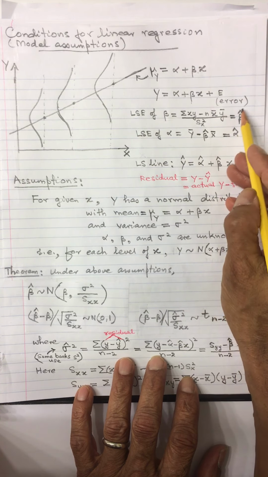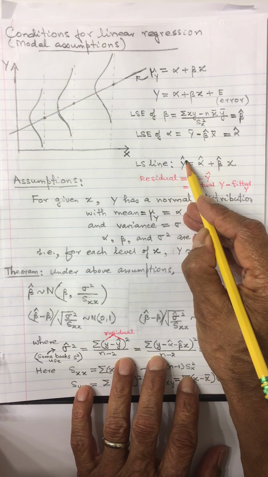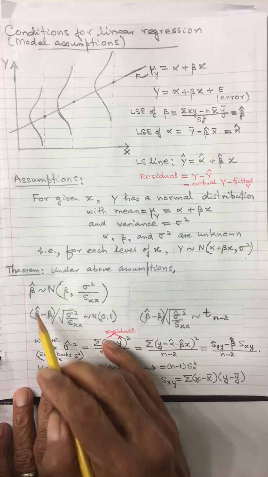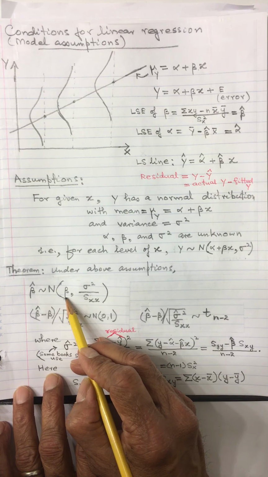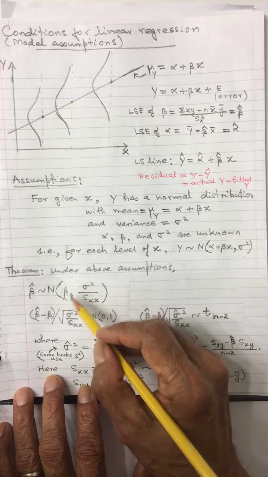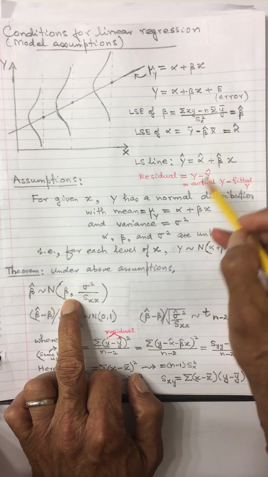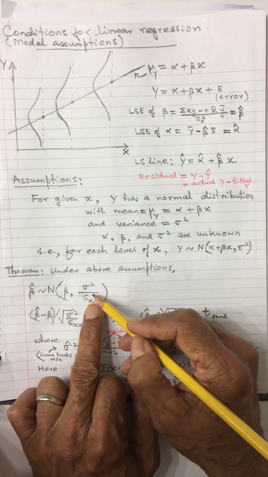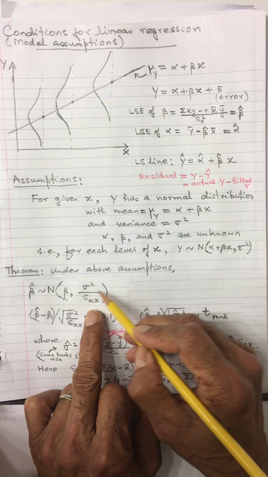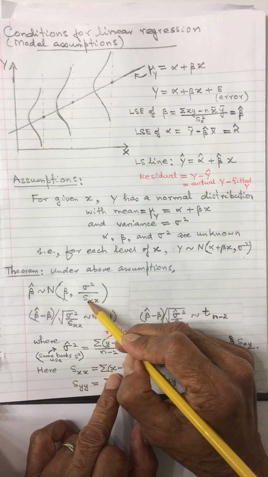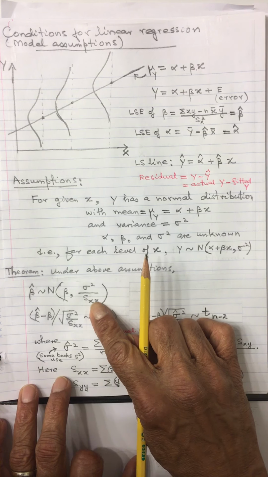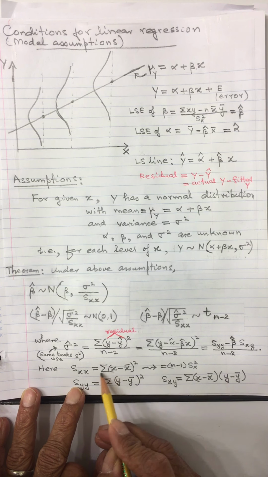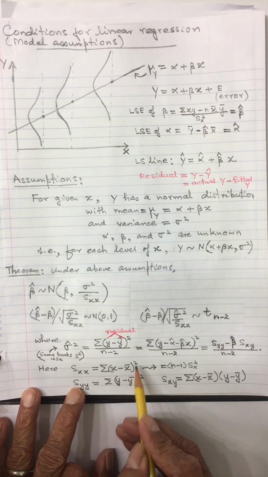The least square regression line is going to be y hat equals alpha hat plus beta hat x. This beta hat will follow a normal distribution under these conditions, with mean beta, the unknown beta value I'm talking about here, and the variance for that is going to be sigma square divided by SXS. This value is defined as the sum of (x minus x bar) squared.